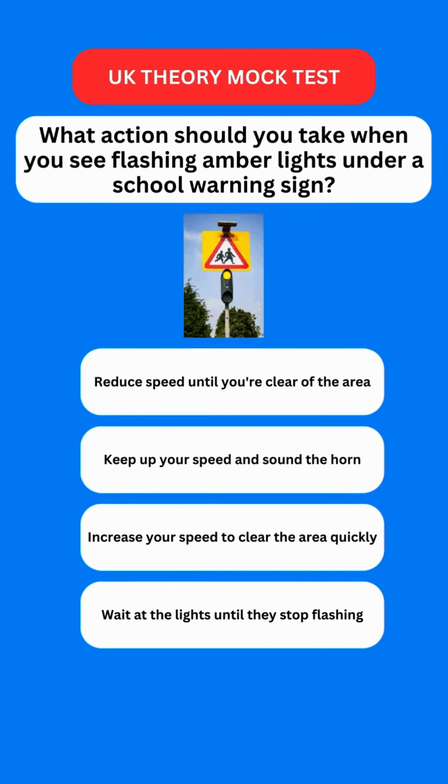Next question is, what action should you take when you see flashing amber lights under a school warning sign? Options are reduce speed until you are clear of the area, keep up your speed and sound the horn, increase your speed to clear the area quickly, or wait at the lights until they stop flashing. So the correct option is the first one. In this case, you should reduce your speed until you are clear of the school area.